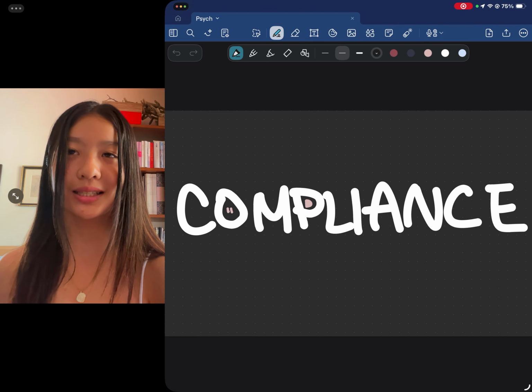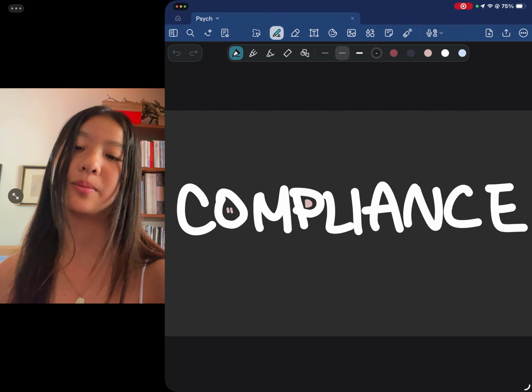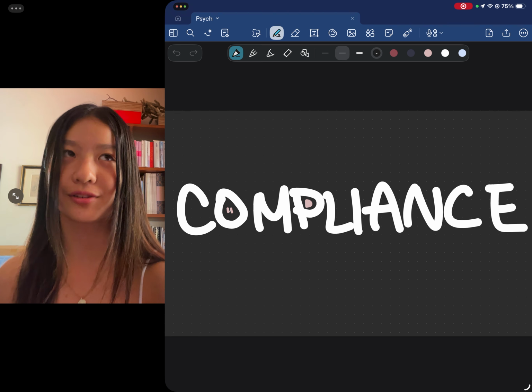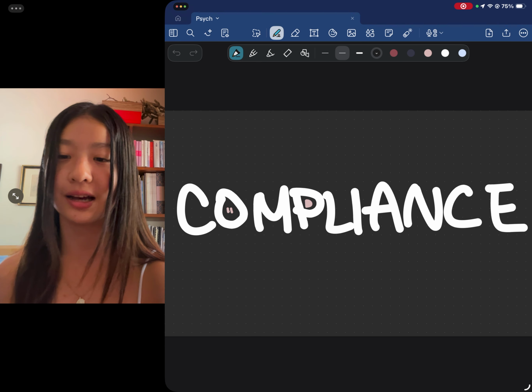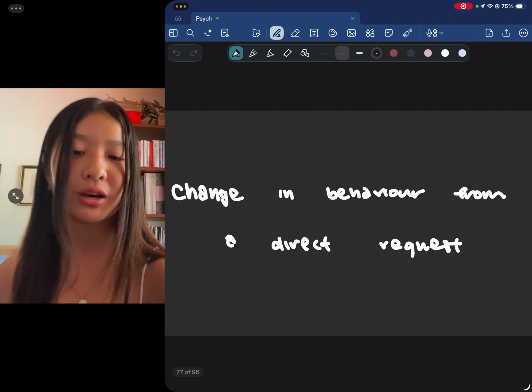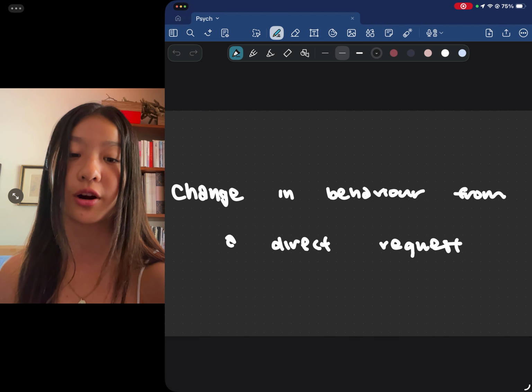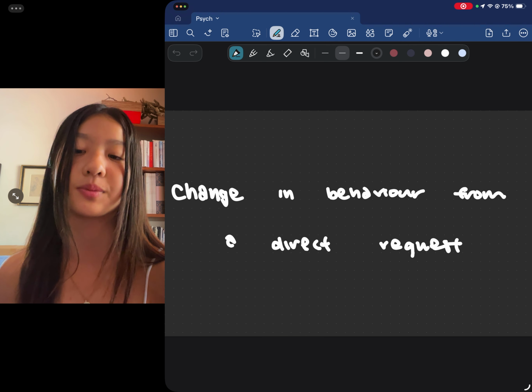So compliance is, one, a psychological concept that is used to explain behavior, and two, oftentimes used as a marketing strategy, or in the real world, it has a lot of application properties. So we're kind of just going to be talking about compliance. Compliance is the change in behavior of an individual from a direct request, whether that be implicit or explicit.